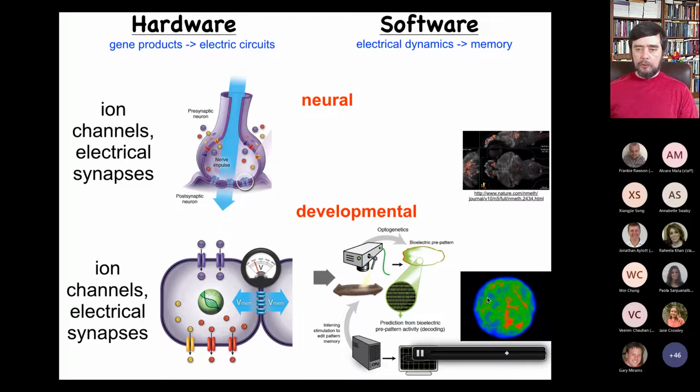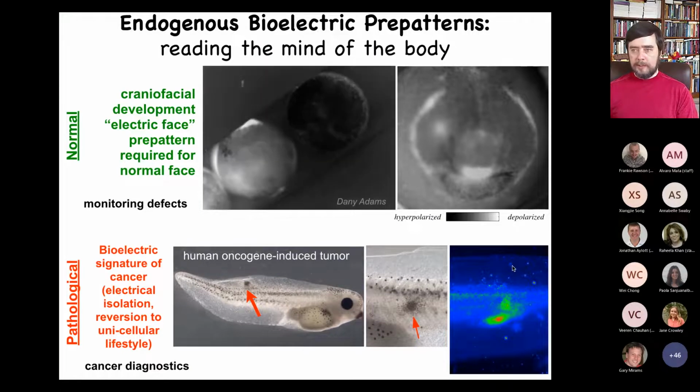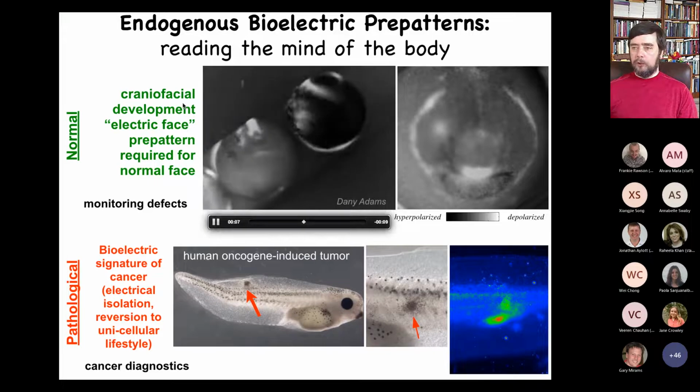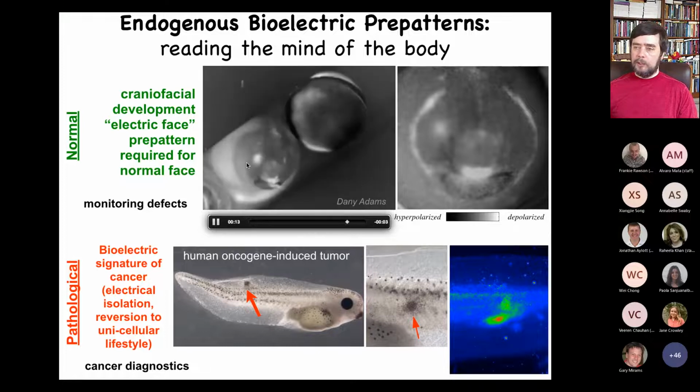So what we did was we developed a few techniques to try to track this in vivo. And so this is one example. This is all using voltage-sensitive fluorescent dyes. This is an early frog embryo. It's a time lapse of an early frog embryo putting its face together. And so you can see here, this is one frame from that video.